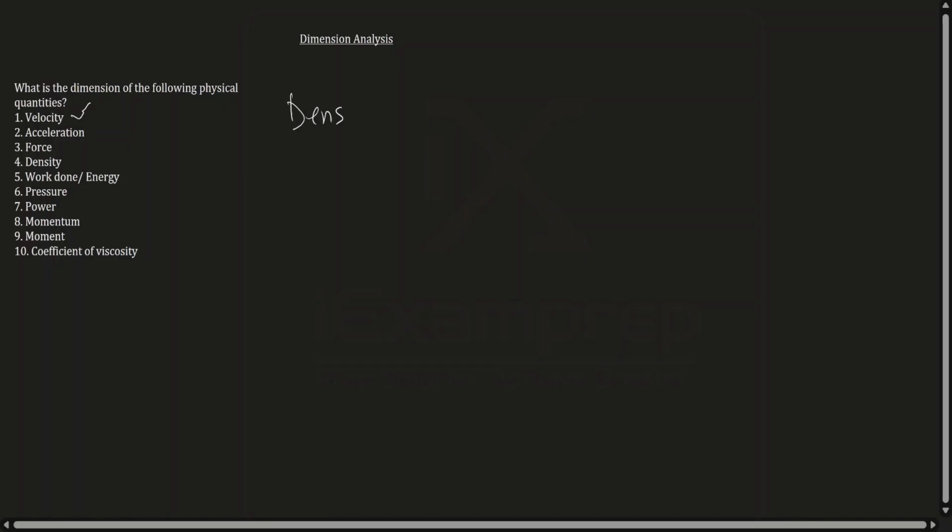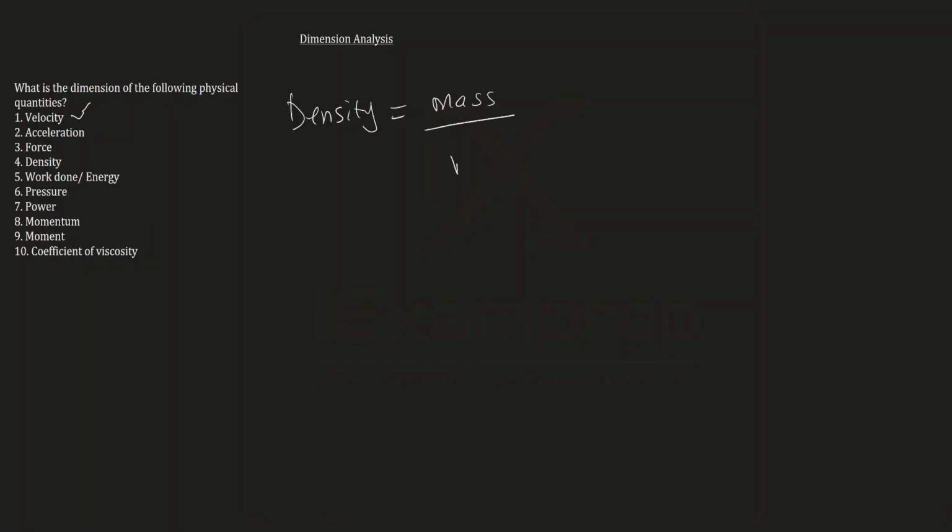Density. What is the formula for density? Formula for density is mass over volume. So if it is mass over volume, what's the dimension for mass? Dimension for mass is capital M. Dimension for volume is L to the third power, because volume is length times breadth times height. So length and breadth and height all have a dimension for length. So length times breadth times height is going to give us L to the third power. Then put everything together, dimension for density is equal to ML to the power of -3. That is the dimension for density.